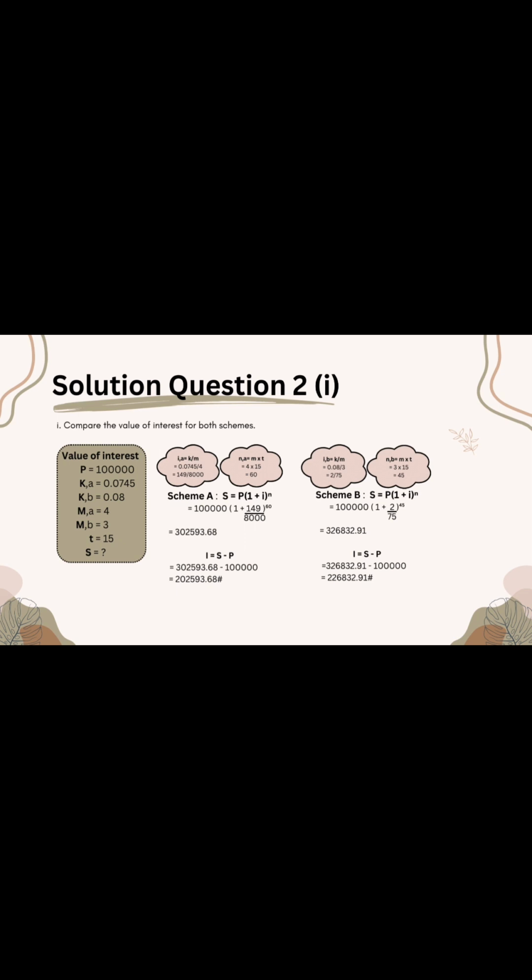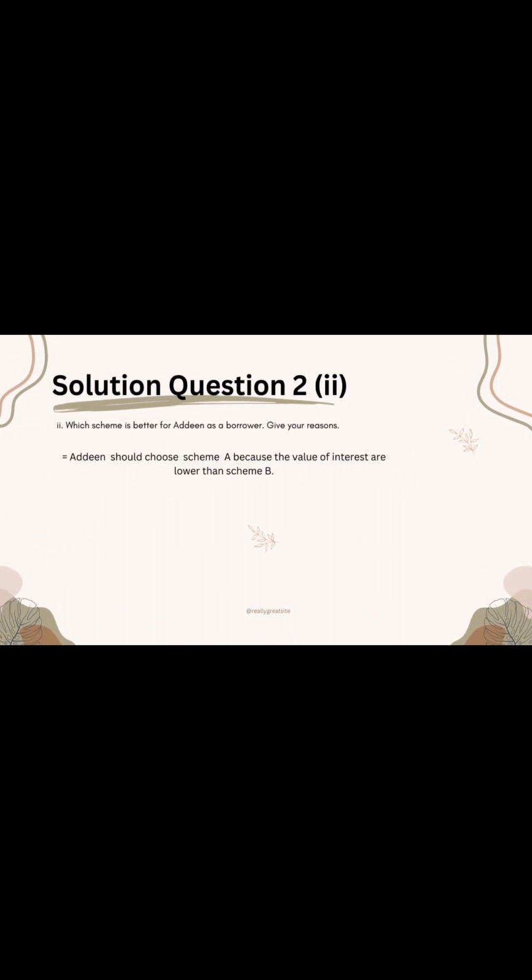Solve it and we got 326,832 ringgit 91 cents. After that, we minus it with 100,000 and the answer for scheme B is 226,832 ringgit 91 cents. The answer for Roman 2 is Eden should choose scheme A because the value of interest is lower than scheme B. Part B, question 1.